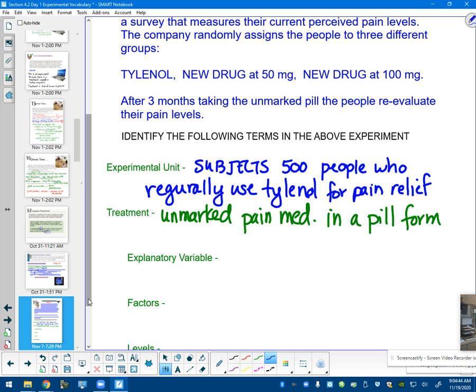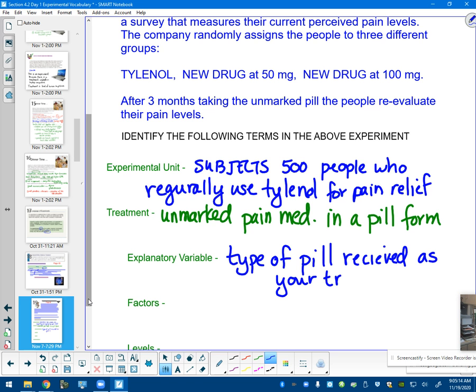Okay, so what is the explanatory variable? Specifically, it's the type of pill that you receive, right? Because there are 3 different pills you could receive. So the explanatory variable is the type of pill received as your treatment.